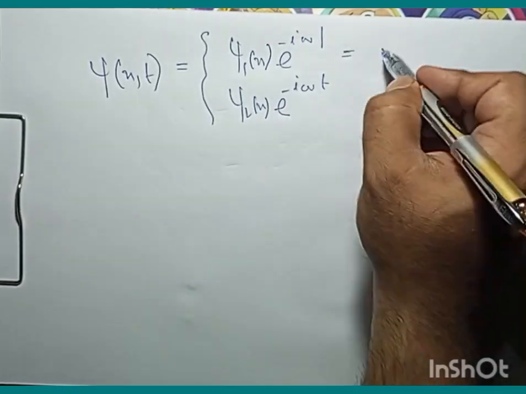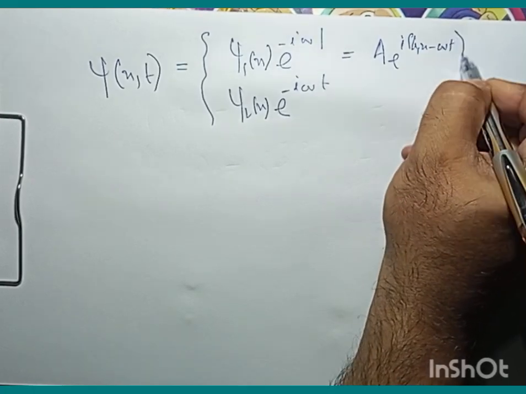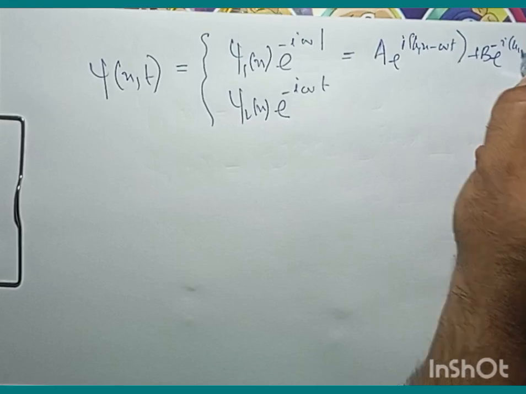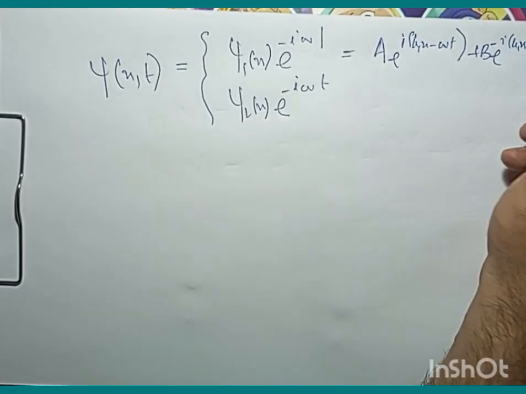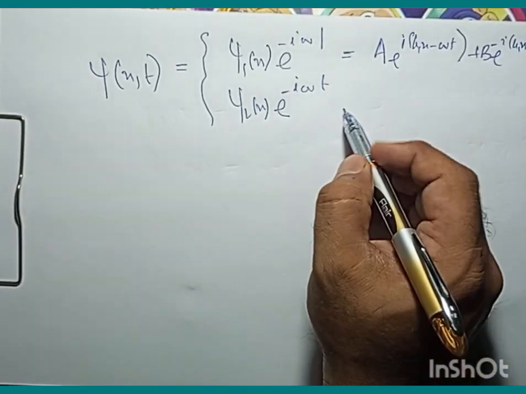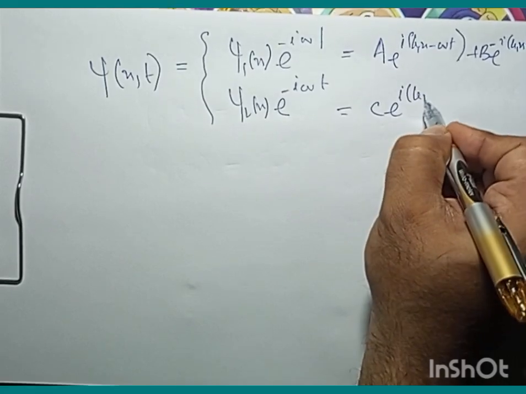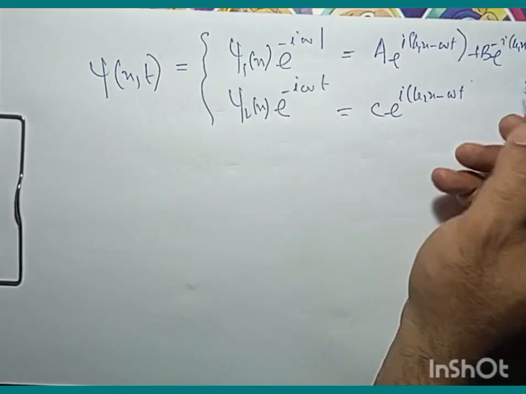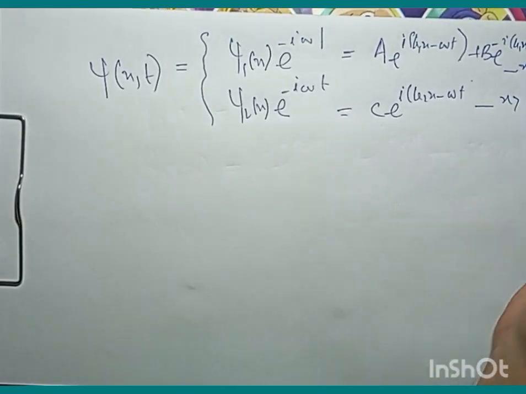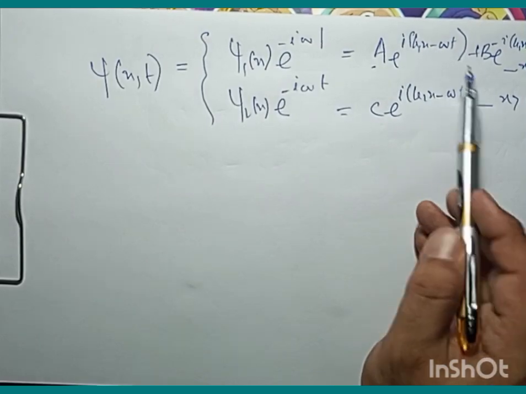And this we can write as A e to the power of i (k1x minus omega t) plus B, B is alive, e to the power of minus i (k1x plus omega t). For this situation, D is already understood to have no place in the equation, so we can write C e to the power of i (k2x minus omega t). Certainly this is valid for the region x less than 0, and this is valid for the region x greater than 0.